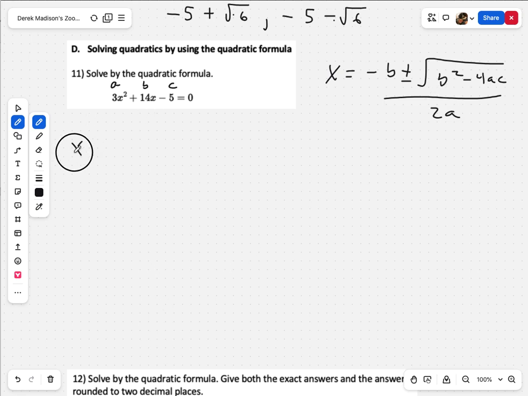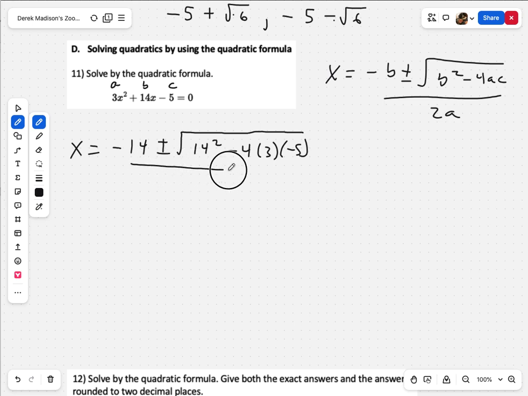Okay, so we got x equals negative b, so that's negative 14 plus or minus the square root of 14 squared minus 4 times a is 3, and c is negative 5. And it's all over 2 times 3.